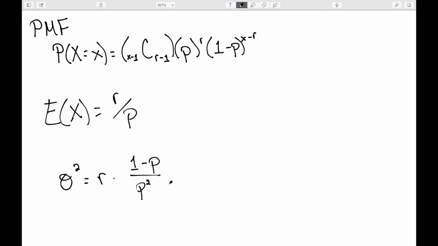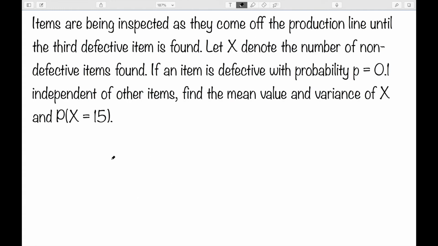So let's look at some examples. Let's suppose items are being inspected as they come off the production line until the third defective item is found. We're going to let X denote the number of non-defective items found. If an item is defective with a probability of p equal to 0.1, independent of other items, I want to find the mean value and the variance of X, as well as the probability that X is equal to 15.